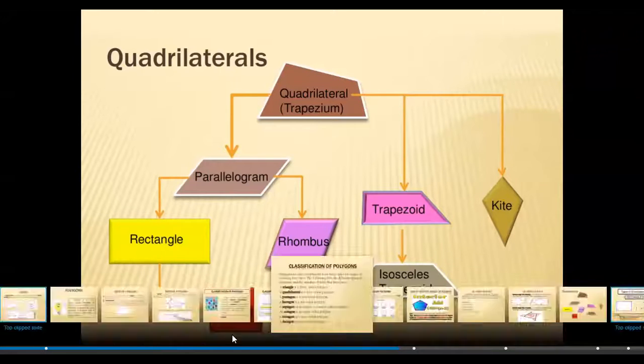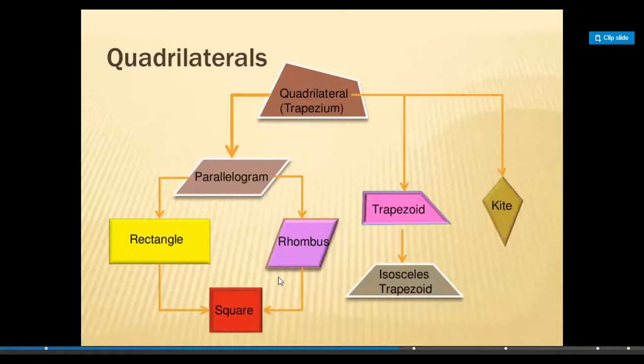What is the difference between square and rhombus? All the sides are equal, but in case of the square, each angle is 90 degrees.